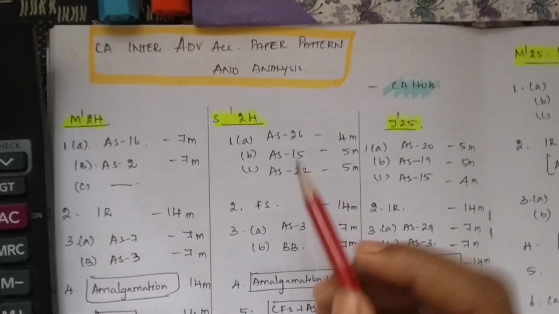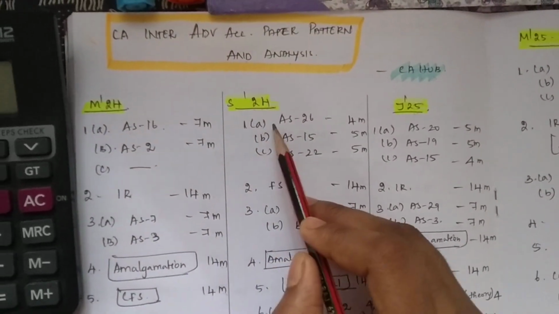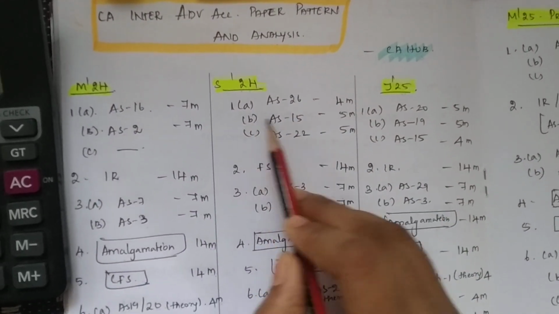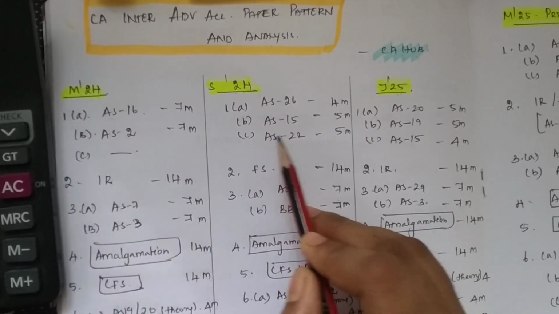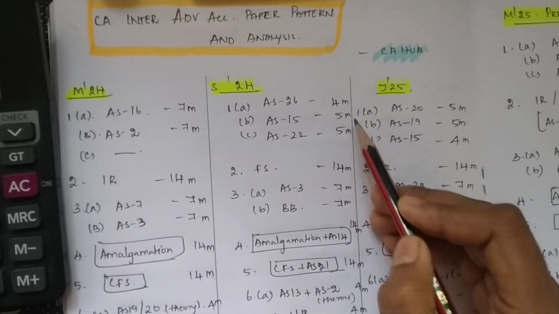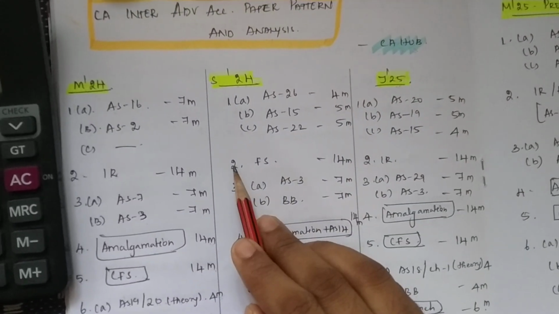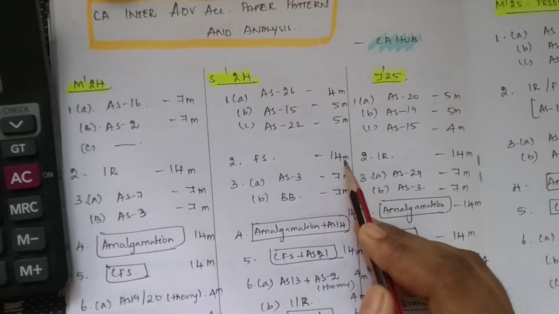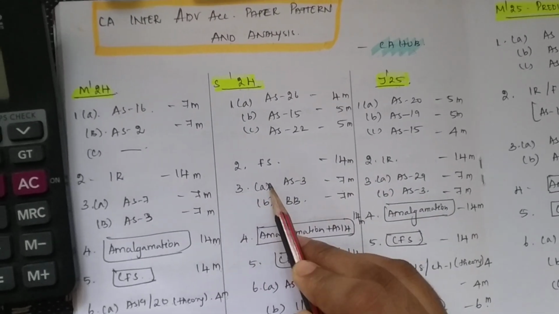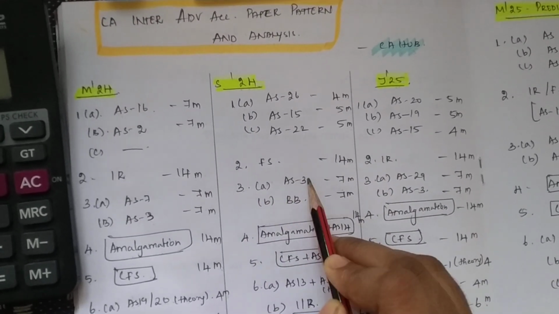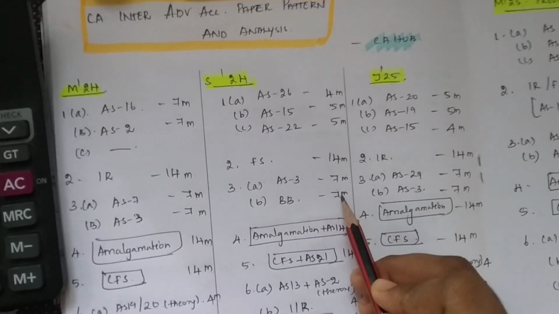Now let's see the September 24 analysis. In 1A we got AS26, in 1B we got AS15, in 1C we got AS22, for 4 marks, 5 marks and 5 marks. In the second question we got financial statement for 14 marks. In the third question we got 3A, 3B, that is AS3 and buyback, for 7 marks each.